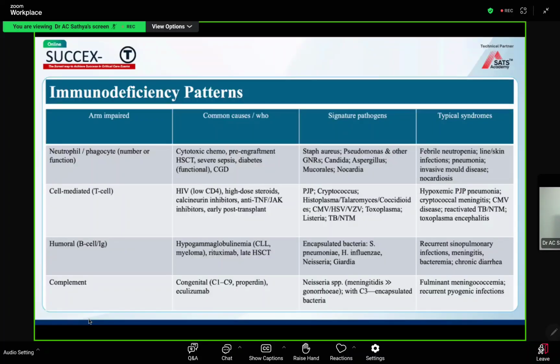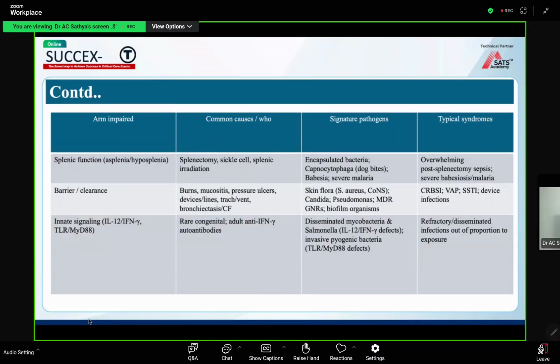And humoral, when there's a B cell defect, always think of encapsulated bacteria like pneumococcus, H. influenzae, Neisseria, and Giardia, all these can cause problems. Similarly, the same spectrum holds good for complement also, encapsulated bacteria. And with splenic function defects, the same encapsulated bacteria along with Capnocytophaga, Babesia, and severe malaria can occur. When there's a barrier defect like burns, mucositis, or tracheostomy, ventilator, skin flora can infect together with Candida. Candida can translocate from the gut along with Pseudomonas, biofilm forming organisms in short.